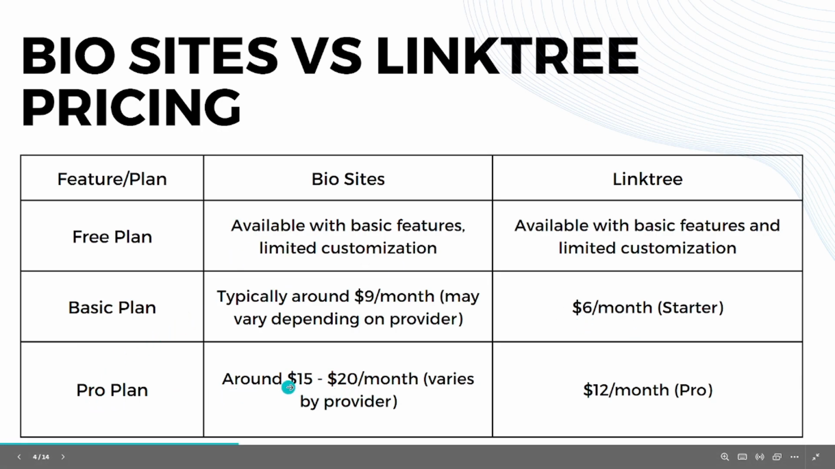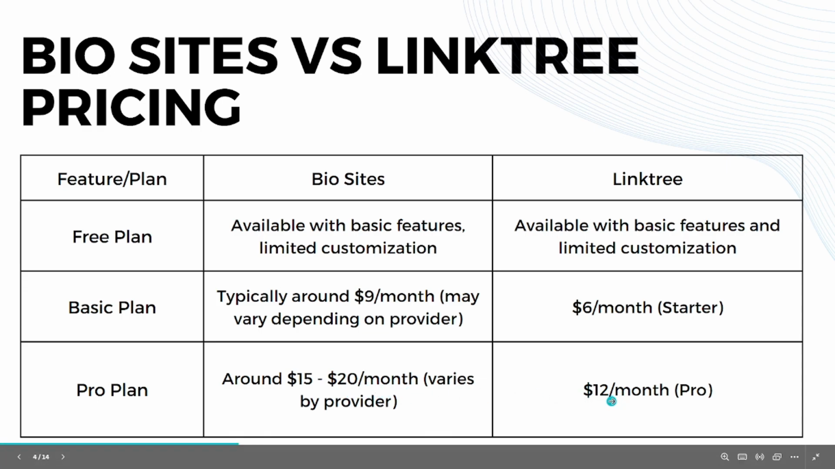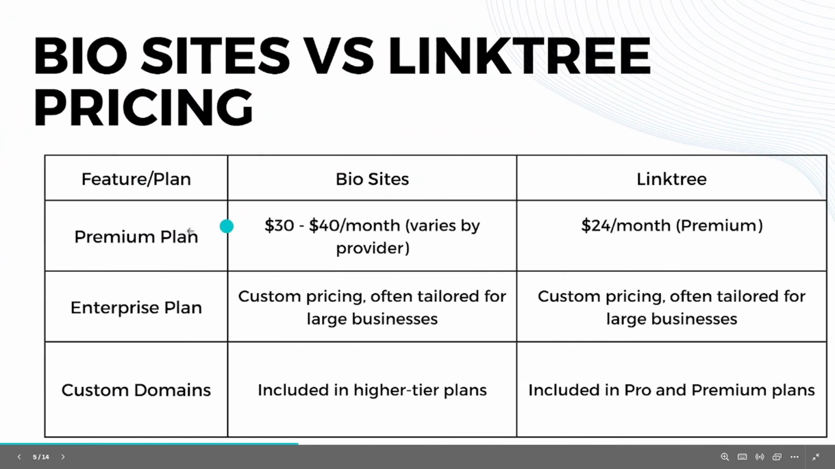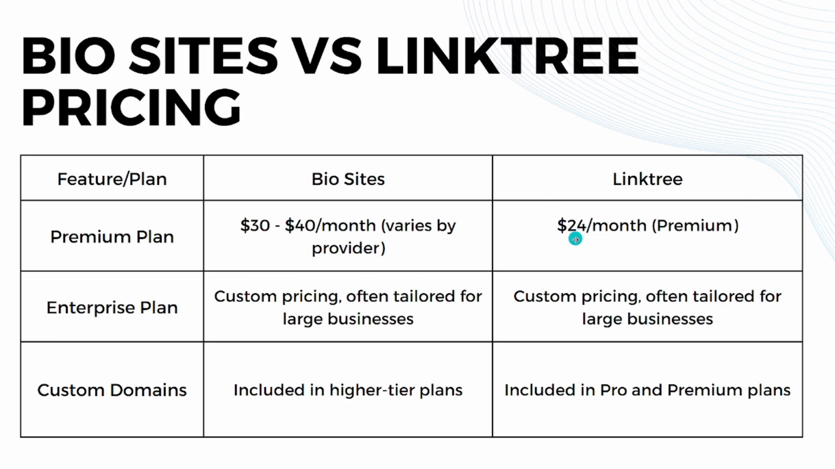When it comes to the Pro Plan, BioSite offers it around $15 to $20 per month, while Linktree offers it at $12 per month. And when it comes to the Premium Plan, BioSite offers it around $30 to $40 per month, while Linktree offers it for only $24 per month. And lastly, when it comes to the Enterprise Plan, both platforms have customizable pricing. And when it comes to custom domains, both platforms offer them in their high tier plans. So that's it for the pricing comparison.